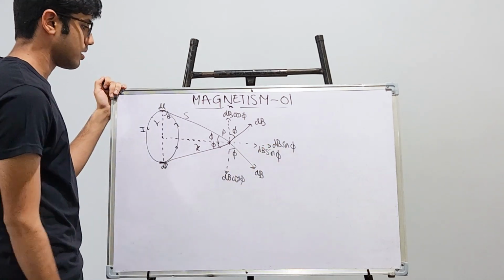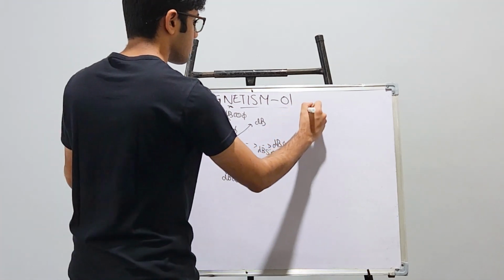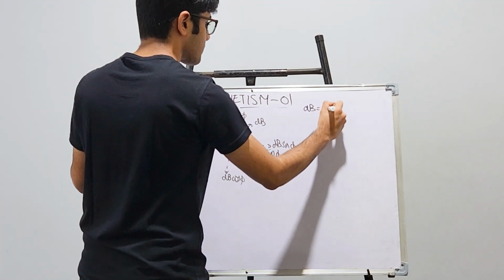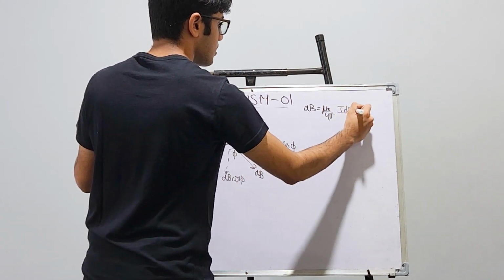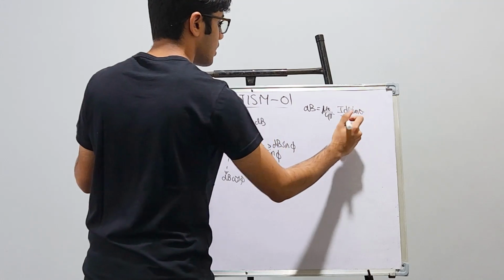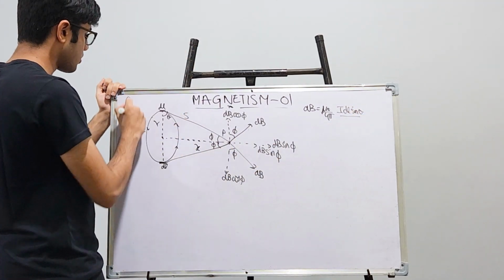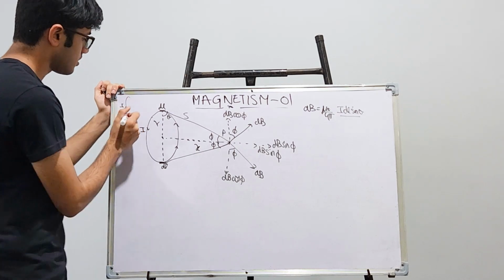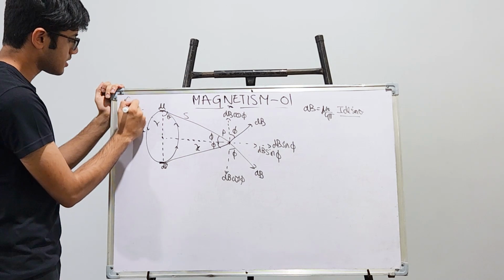Integration of dB sin theta. But before we do that, we need to calculate dB also. So we know that dB is equal to mu naught by 4 pi I dl sin theta over, now I will not write r square, I would write s square, because if this is the wire, this is point P, this is r, this is dl, and this is theta.